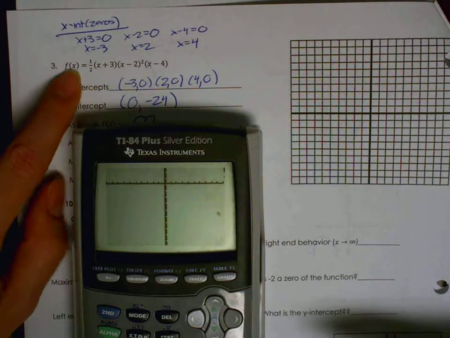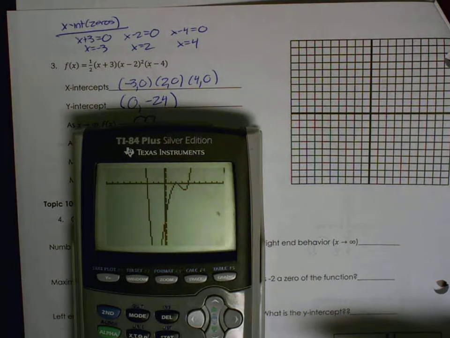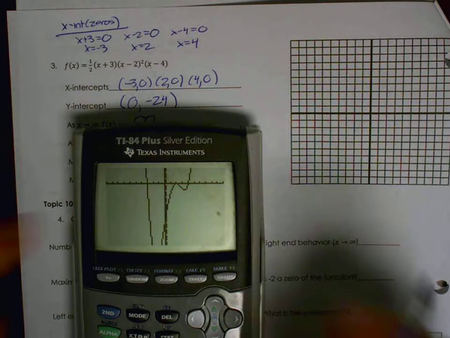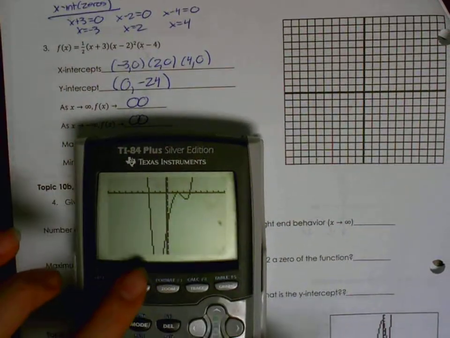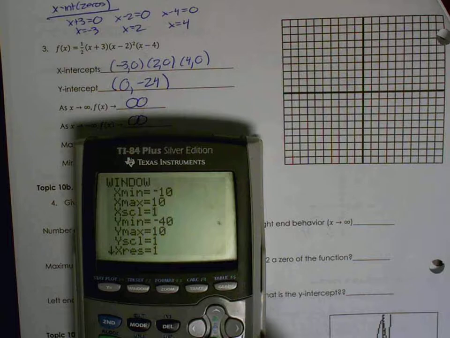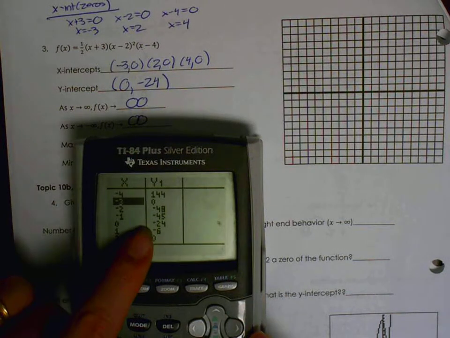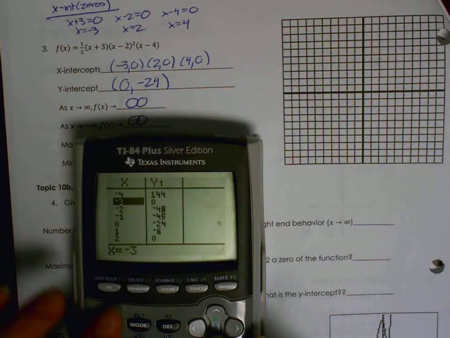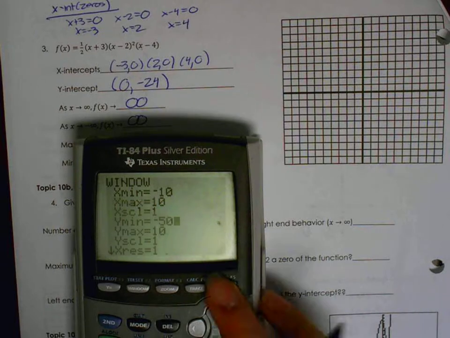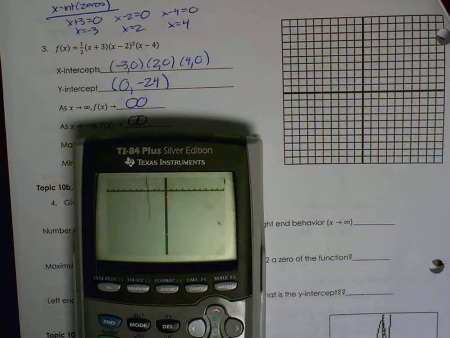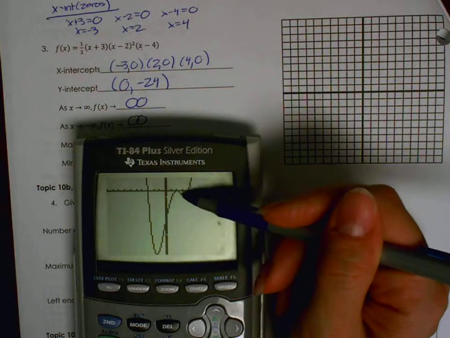Hit graph, and my window is still from my last one, but it actually turned out to be helpful because I am going to want to go down a little bit more. So there's my graph. I can see both ends are going up forever. I can't see the bottom yet, so I'm going to go to my window and change my minimum. I probably should have looked at my table first to see how far down. It looks like I'm going down to negative 48. So when I go to window, let's maybe change my y min to negative 50 and see if that works. Yes, so now I can see how it's going down there, coming back up, going down, going up.